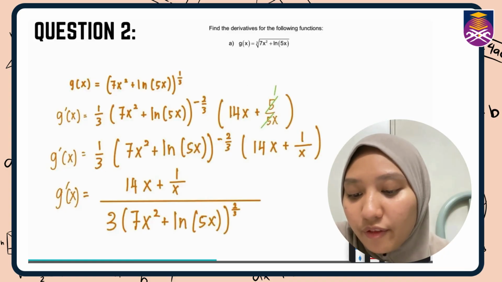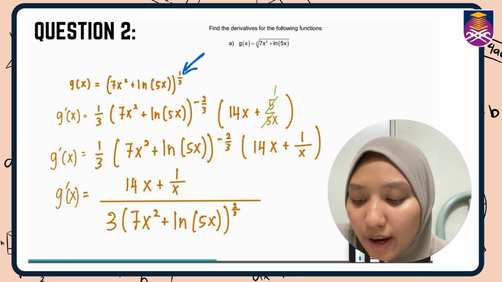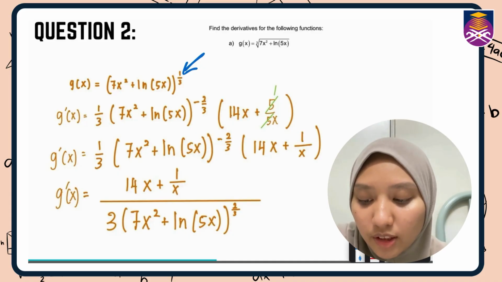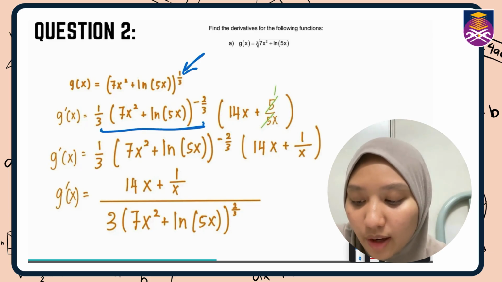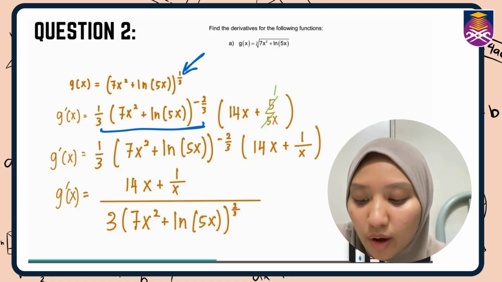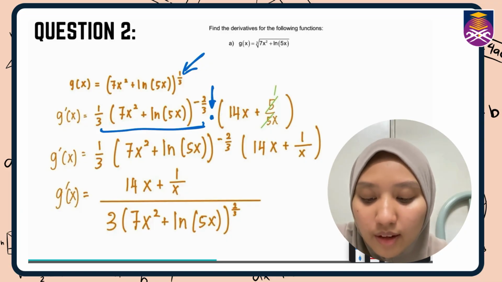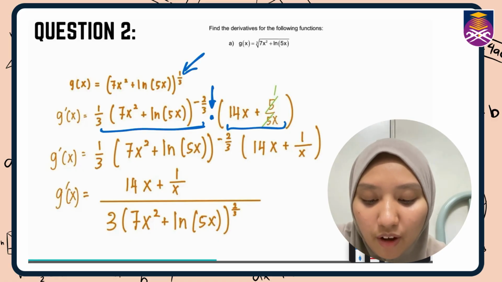Okay, for question 2F, first I transform cube root of 7x squared plus ln 5x to in bracket of 7x squared plus ln 5x to the power of 1 over 3. And then I identify the inner function and outer function. After that, I differentiate the outer function first, where I get 1 over 3 in bracket of 7x squared plus ln 5x to the power of negative 2 over 3. And then I multiply it with the differentiation of the inner function, where I get 14x plus 5 over 5x.